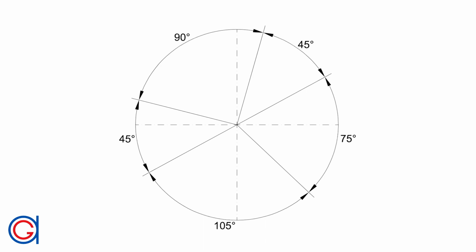So now, the third way, which is very similar to the second way, we keep the dimension values horizontal, but in this case, we locate them outside the dimension lines rather than interrupting them, as can be seen here.